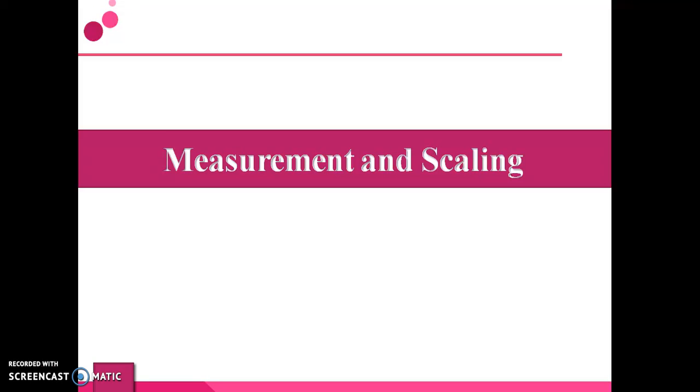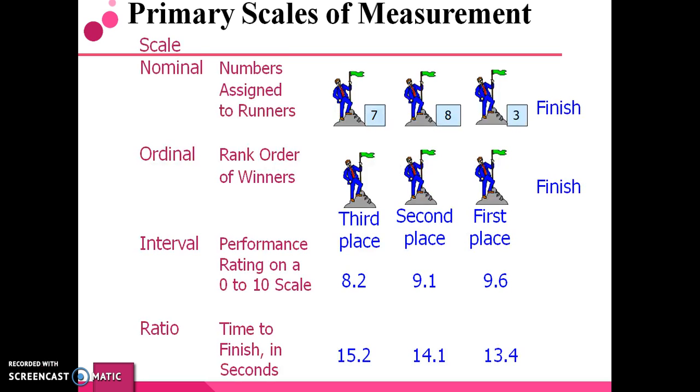In this chapter, measurement and scaling, participants will be able to know the various parameters used in research to quantify the variables for further research tools. There are four major types of primary scale for measurement. The four scales are divided into two major categories.